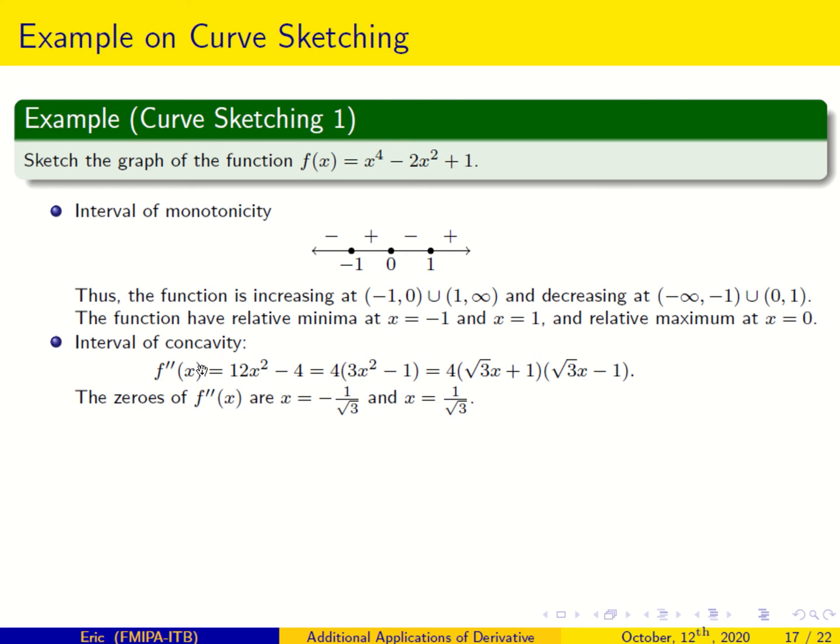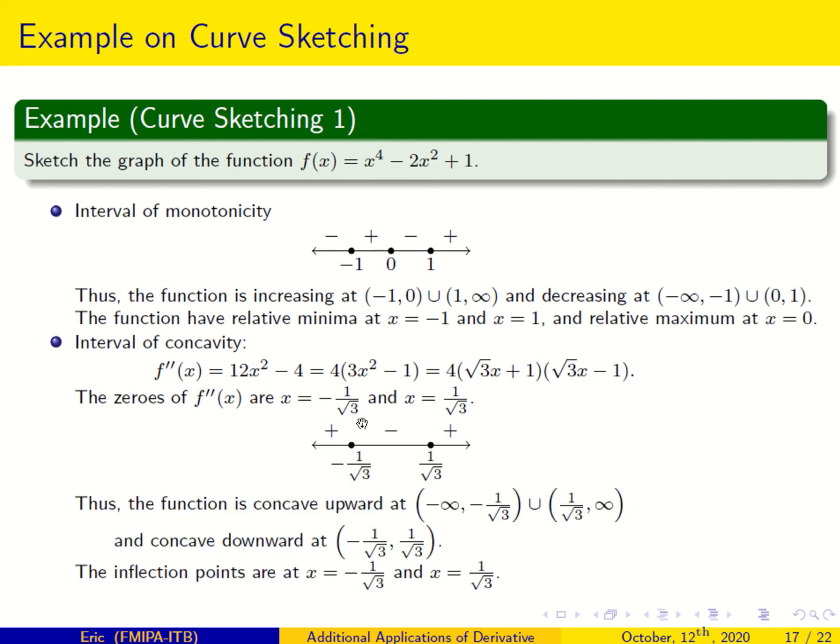And the interval of concavity, I have this. I can factor out 4, and I can factorize this using this. So the zeros are given by this. How do I find the interval of concavity? The same, I can draw the diagram. Don't forget, this is the sign diagram for f double prime, but that was the sign diagram of f prime. Be very careful.